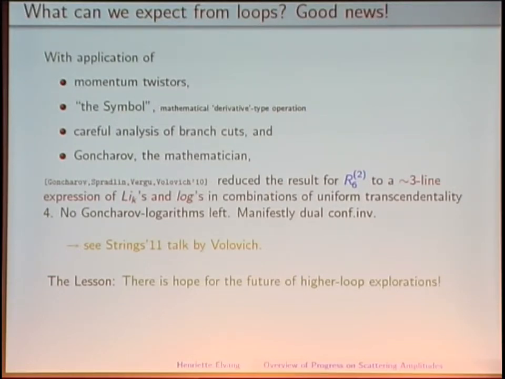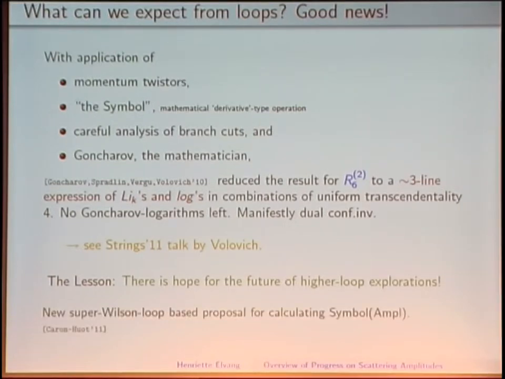The result was manifestly dual conformal invariant, and I think we will hear much more about this in Anastasia's talk this afternoon. So the main message from this is that there is hope. Given that this reduces to a relatively simple expression means that we can really hope to solve the all-loop order amplitudes in N=4 superamplitudes in the planar limit.